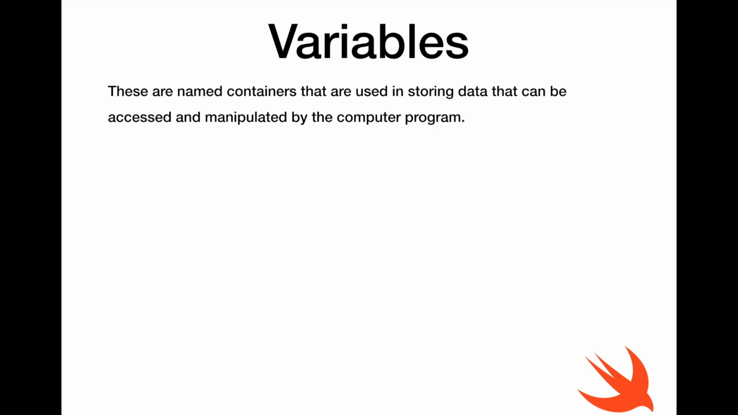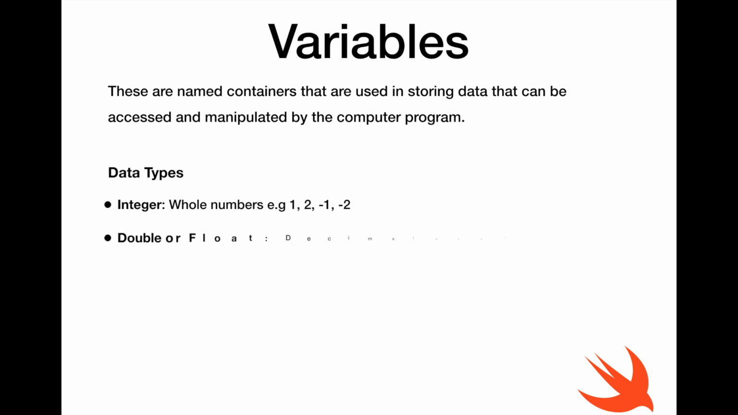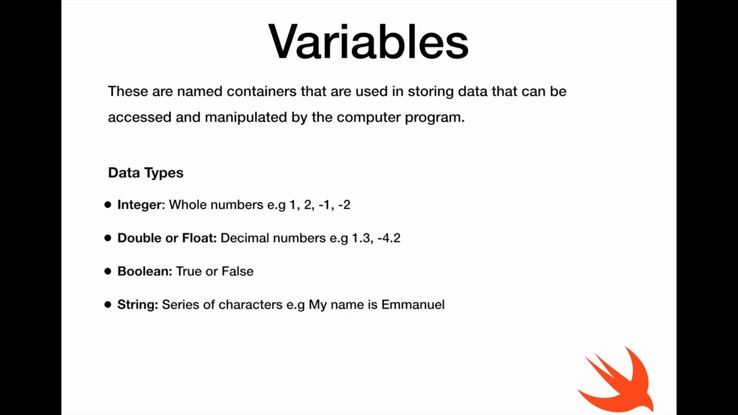Whenever the computer wants to change or read the value of a variable, it has to do so using its name. Now, values of variables are of different types. We have integers, we have double or floats, we have boolean, we have string, we have a whole lot more. And what are integers? These are simply whole numbers, either positive or negative. Examples: 1, 2, minus 5, 0, whatever.